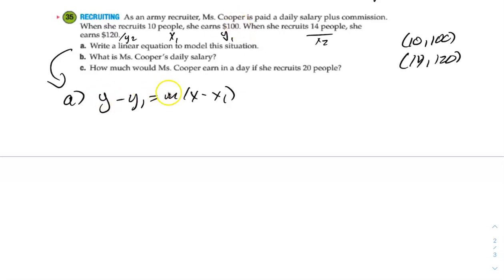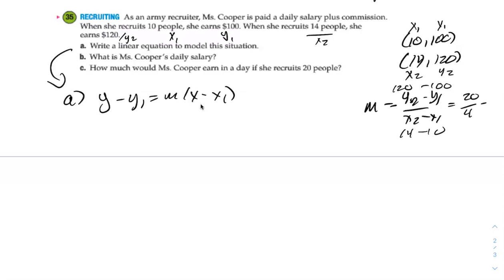So how do I find an equation like this? Well, I gotta find my slope. So let's find the slope. So y2 minus y1 over x2 minus x1. So x1, y1, x2, y2. So 120 minus 100 over 14 minus 10. So 20 over 4, which is 5. If I look at my units, this is earnings over people. So she makes $5 per person, basically. So every person she recruits makes $5. So that's my rate.